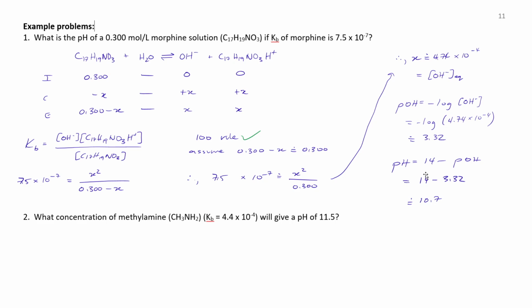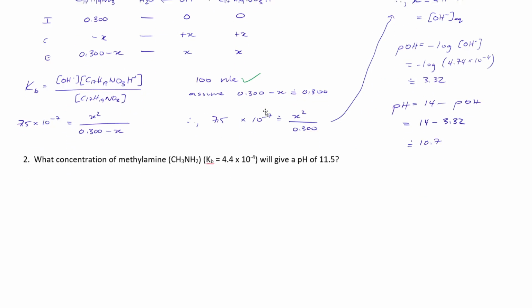As we can see, that's a weak base because it's not a particularly high pH. Not all of the morphine will react fully to produce hydroxide. It exists in equilibrium with water to produce hydroxide.